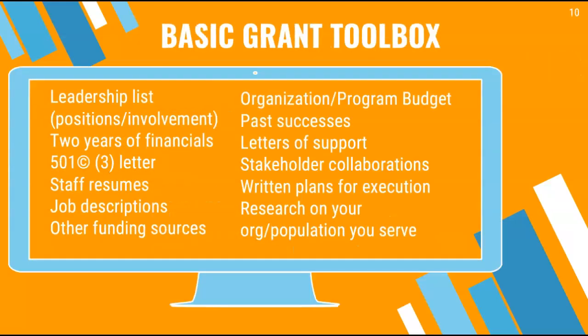So, a basic grant toolbox: you want to have these kinds of things in place to be competitive for a grant. You need a leadership list, positions and involvement, things like job descriptions, your board from your organization that oversees your activities. You should probably have at least 2 years of financials. Those are operating costs and budget statements. You should have a 501c3 letter or a 501c4 or whatever 501 status of the IRS your organization has, something that documents that you are officially a nonprofit.